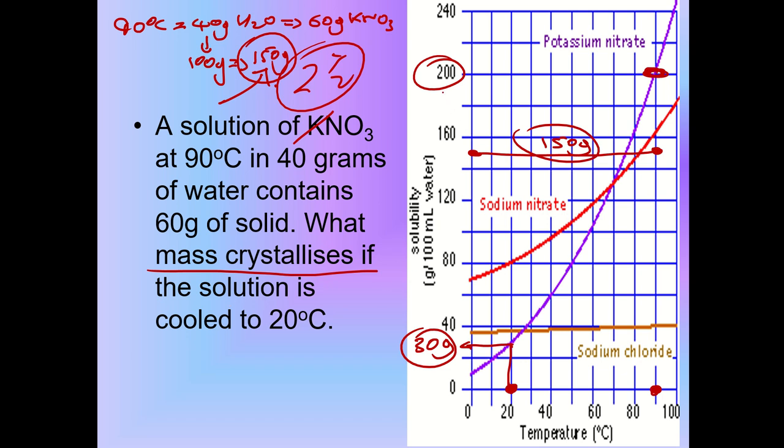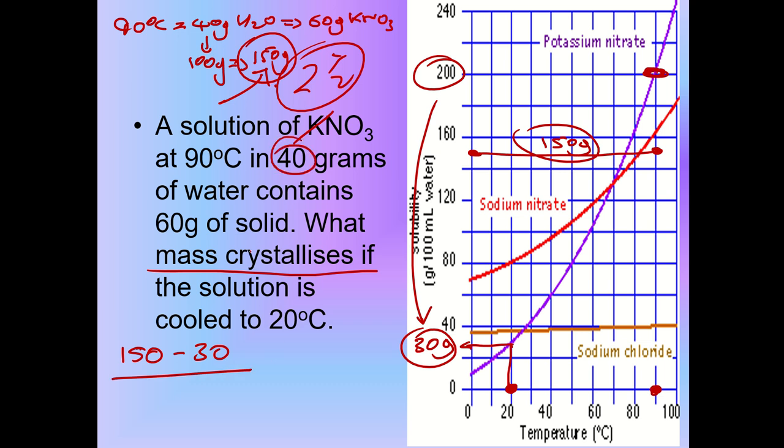A lot of people will go 200 minus the 30 down here, and they'll get an answer of 170, or sorry, 200 minus the 30 divided by 2.5. I'm not sure what that is. That will be the wrong answer. The right answer has to be the 150 minus the 30, but remember that's per 100 grams of water.